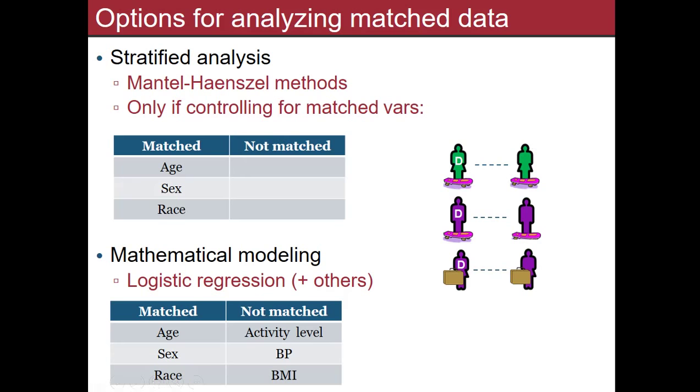And so a logistic regression model lets you simultaneously control for both the matched and the non-matched factors. Okay, so that's why we're here. That's why we're talking about this. And that's really, really important. That's the innovation here: you would be stuck with a very simplistic analysis otherwise.